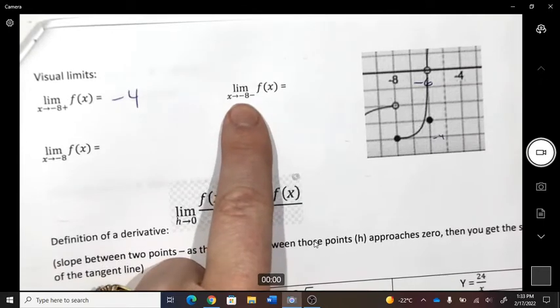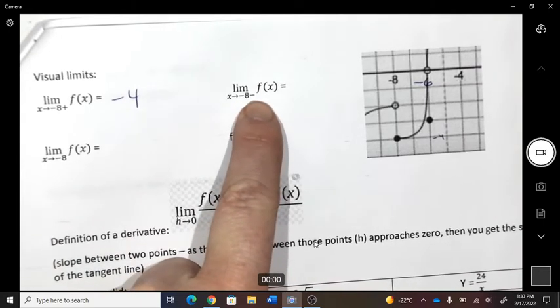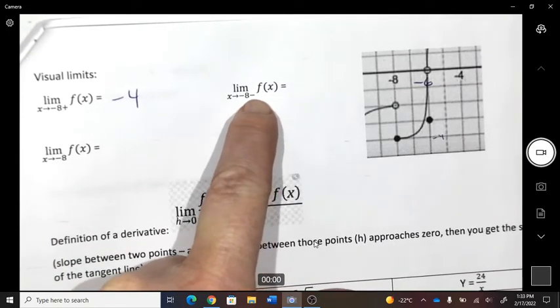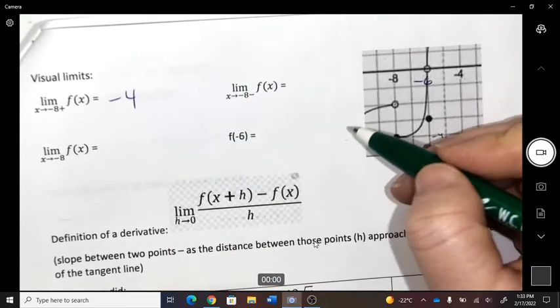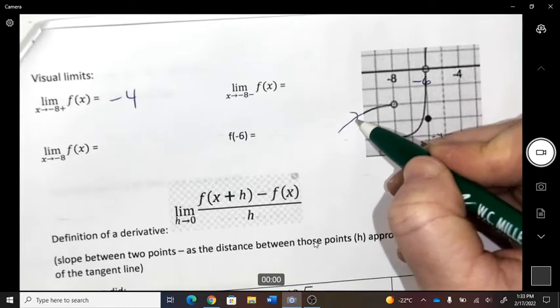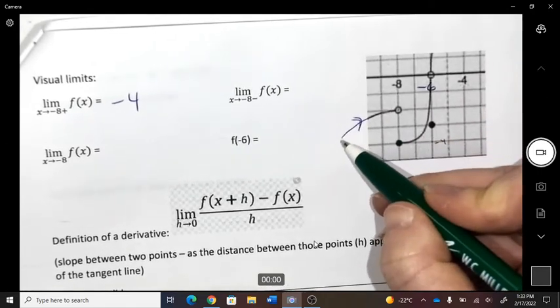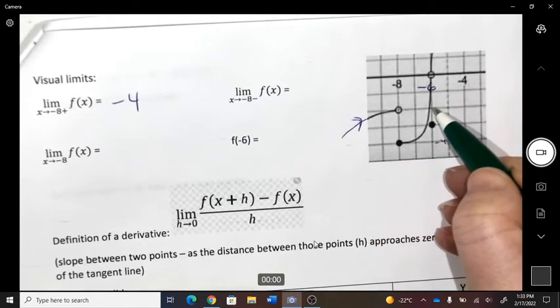Okay, negative 8 from the left-hand side. So I'm going to follow the other road map. So following this road map, coming in from this direction, you're getting close to a negative 2.